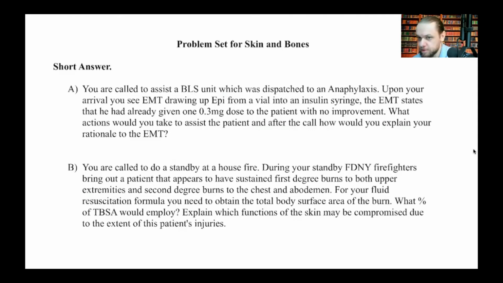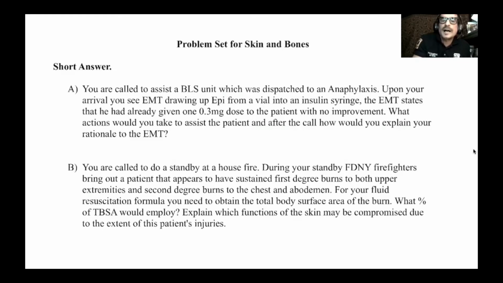All right, so you are called to assist the BLS unit, which was dispatched to an anaphylaxis. Upon your arrival, you see an EMT drawing up epi from a vial into an insulin syringe. The EMT states that he had already given one 0.3 milligram dose to the patient with no improvement. What actions would you take to assist the patient after the call, and how would you explain your rationale to the EMT?